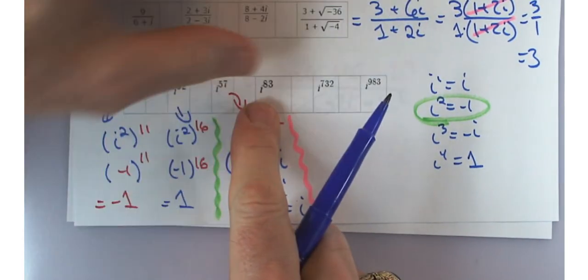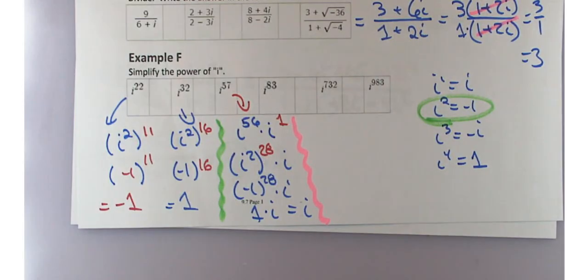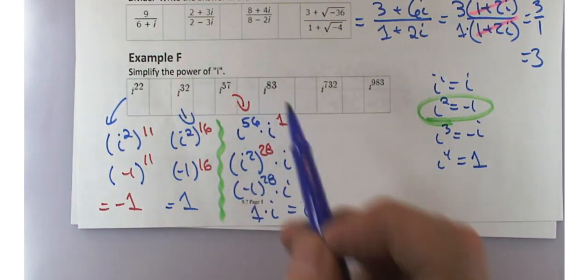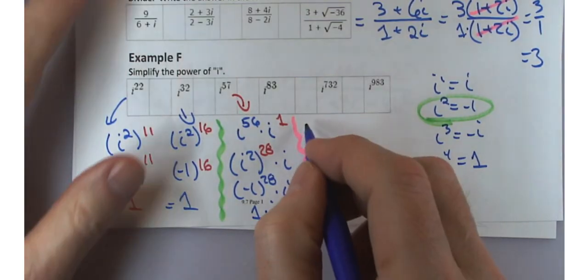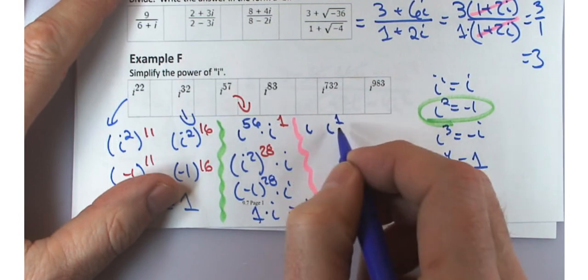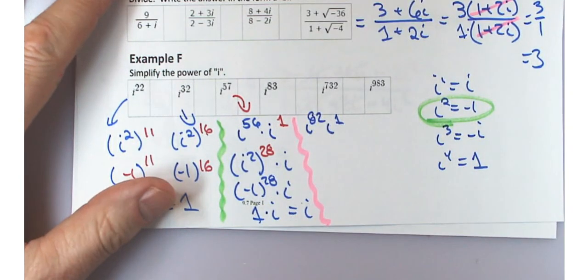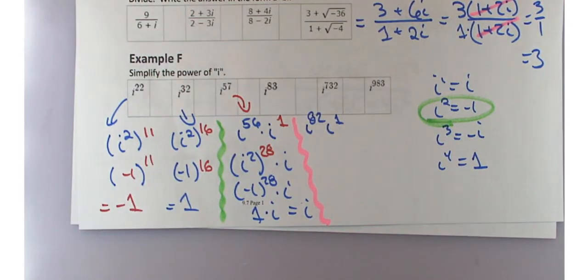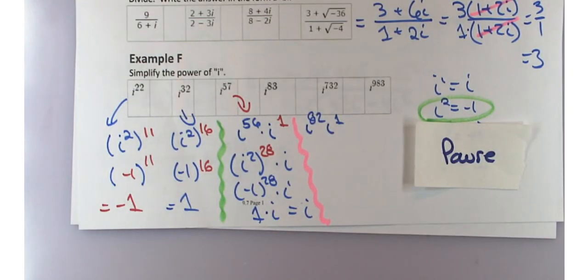Let's take a look at i to the 83rd. We're going to start the same way we did with the last one. 83 is an odd number. I can't do this game with odd numbers. So how should I rewrite this to begin with? i to the what times what? Go ahead, David. 82 times i to the first power. Beautiful. Finish that up. See if you can do the same thing there that you did with this one down here.